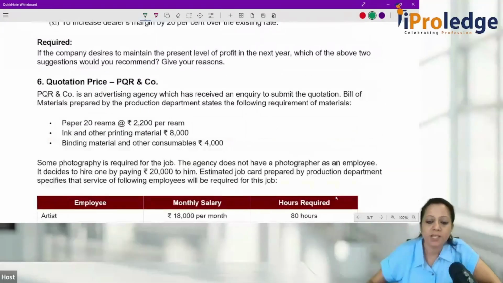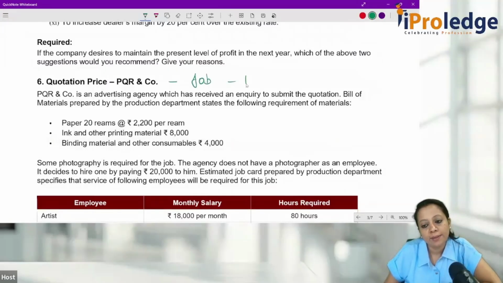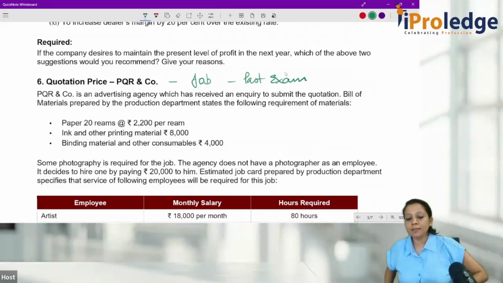Yes, this is a job costing problem. All questions in job costing are very similar. This is a past exam question. Okay, June only they have asked. So it is a replica of a cost sheet. So I'll explain this problem in detail.